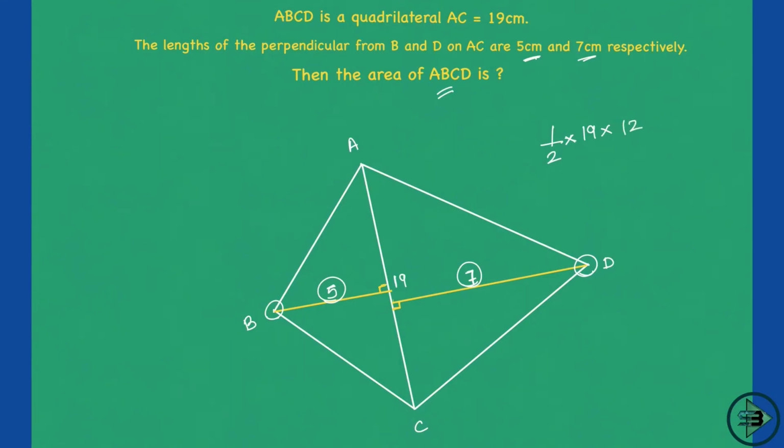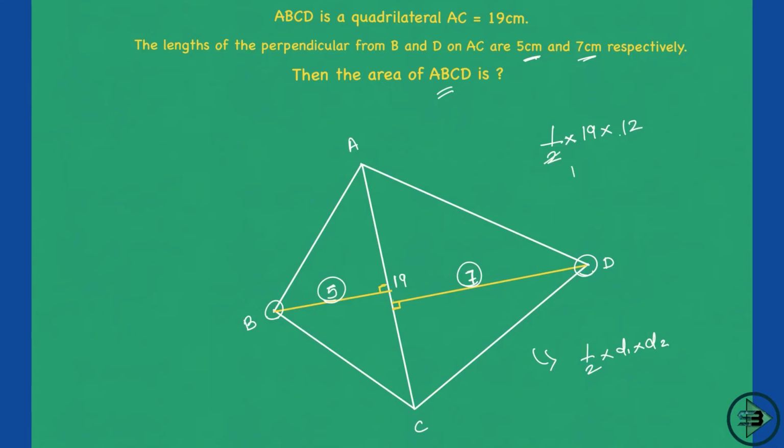Okay, that is how you do it. And I told you the trick as well. Remember it like a rhombus, half into product of the diagonals, D1 into D2, where one of the diagonals will be given to you. Yes, it was given to me as 19, and the other diagonal will be the sum of the perpendiculars which are being drawn here. Okay, so that is how you solve it.